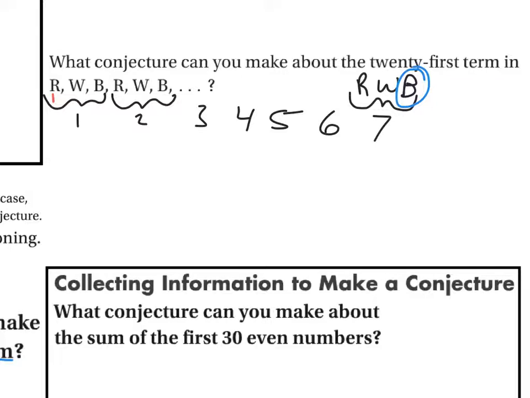Yep, absolutely. Perfect. Wonderful. And so, of course, if you were trying to find the 22nd, you would have to go down to a number that's divisible by 3, the 21st. And then your next pattern would be RWB, so then the 22nd number would be the R. See how I'd figure out those odd numbered ones that aren't divisible by 3? It'd be a little more difficult, but it can be done. All right, very good.